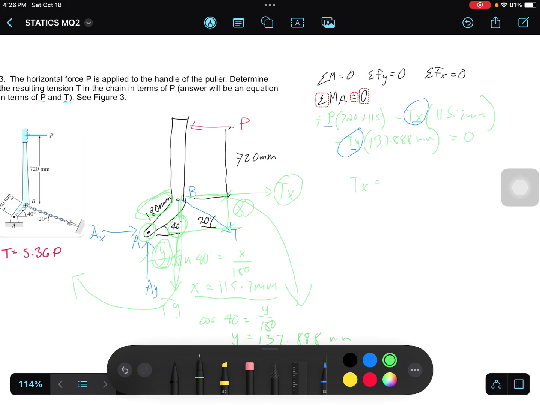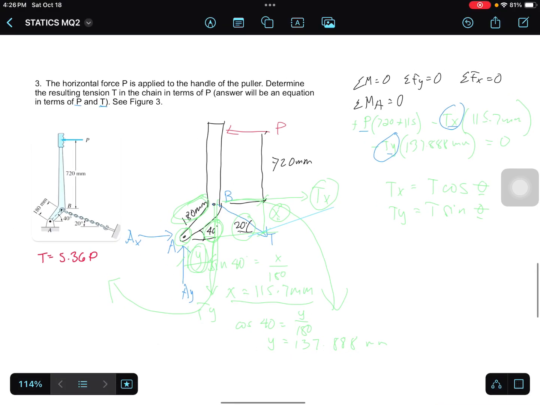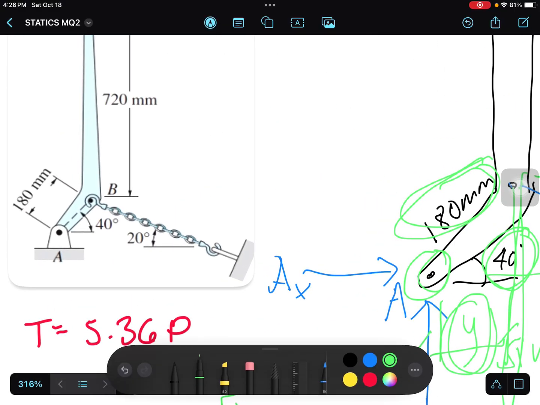Tx is equal to T cosine theta, and then Ty is T sine theta. But what is this theta? So, kung titingnan mo to, given na 20, no? Let's move here. Medyo magulo na yung figure. If this is 20, this is also 20 since baliktaran angle.